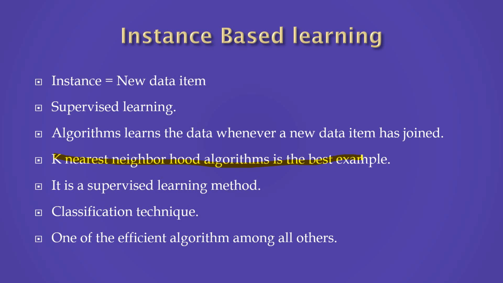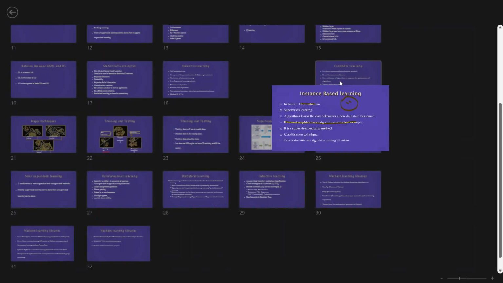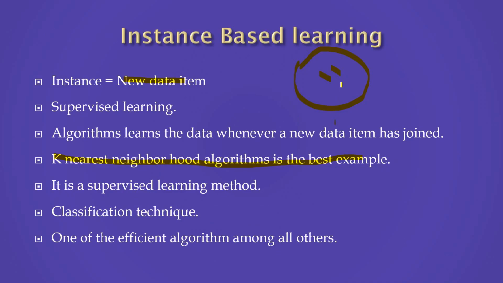It is a supervised learning method, and it is also a classification learning, and that is why it is considered one of the efficient algorithms among all other algorithms. This classification can be done whenever a new data item is going to be joined in the data. So this is the pool of data items. The entire data can be classified whenever the new data item gets joined in it.